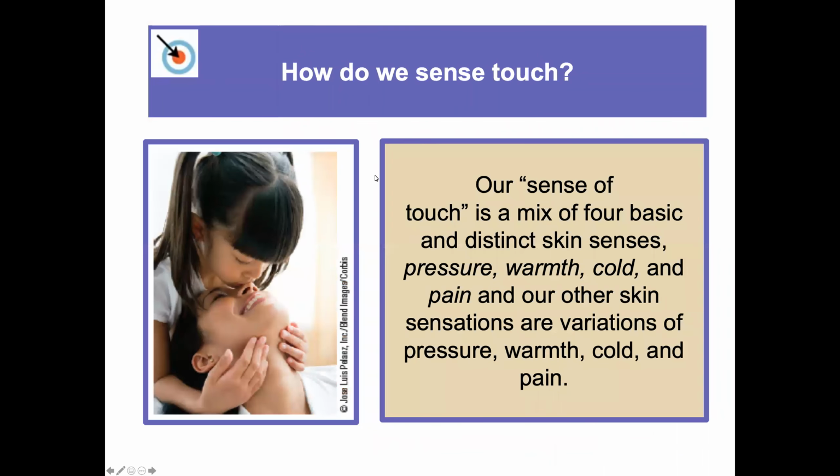So how do we sense touch? Our sense of touch is a mix of 4 basic and distinct skin senses. You can think about it that way: pressure, warmth, cold, and pain. Some of you might be more sensitive to some of them than other people, or you might be more sensitive to pain or pressure or warmth or cold compared to the others. It's really interesting to think about that some of us are more sensitive to some senses than others.